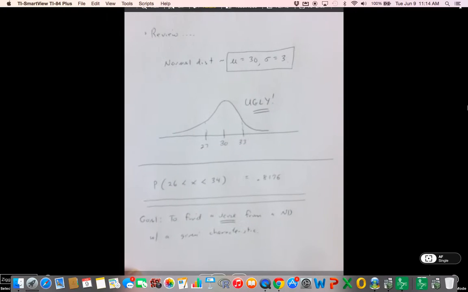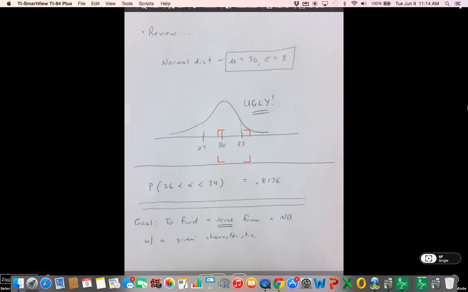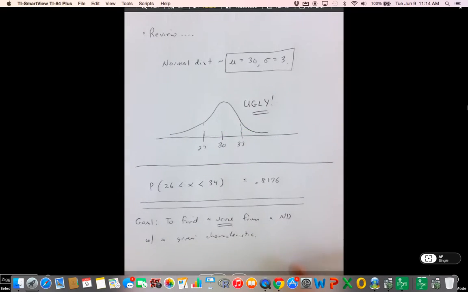I'll tell you what, guys. Let me see if I can focus. It doesn't seem like this is focusing as well as it should. Okay, that looks a little bit better.